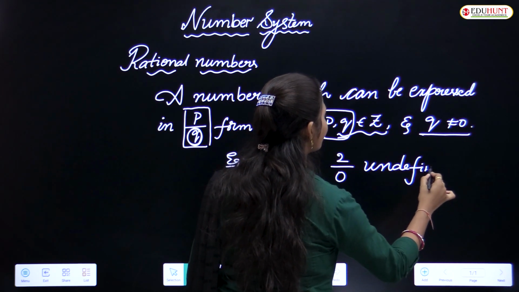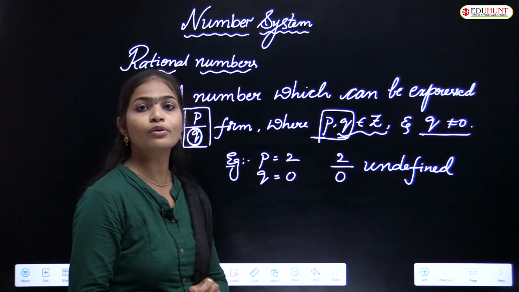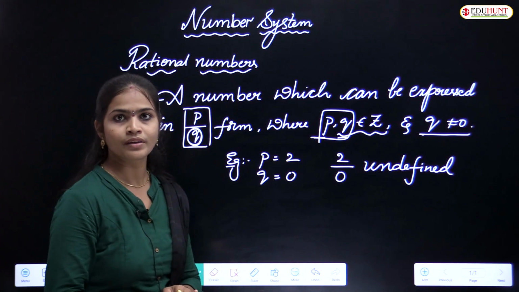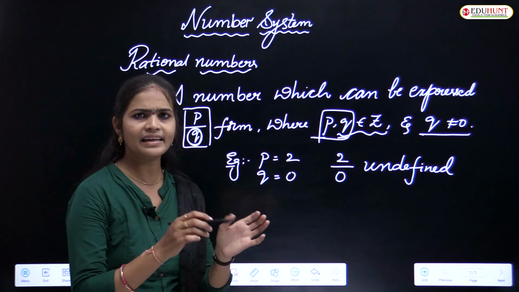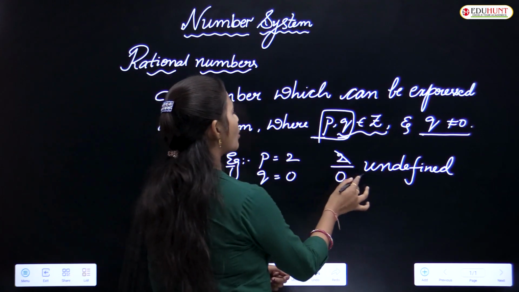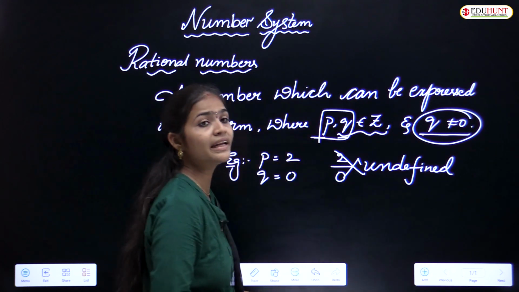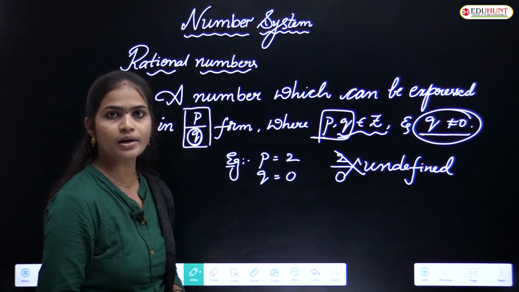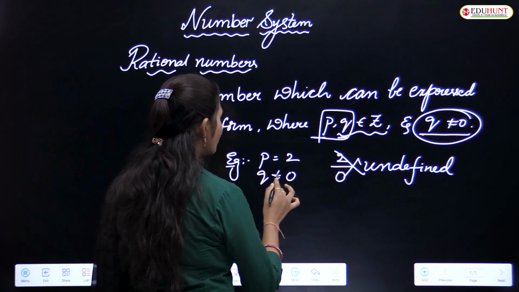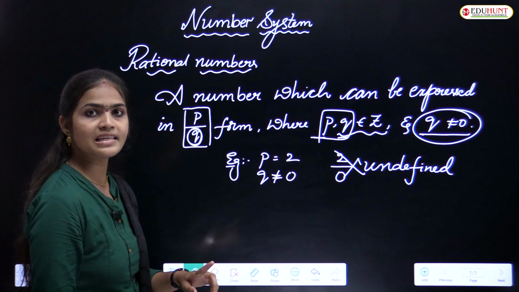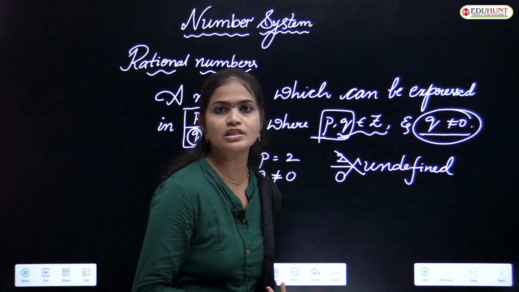Okay, that is the reason a number is not divided by 0. 0 never divides any number. That's why any number in the form of 1 by 0, 2 by 0, any number by 0 is not defined. It is not possible. That's why the condition is Q should not be equal to 0. Other than 0, you can take any other integer, maybe any negative integer or positive integer.